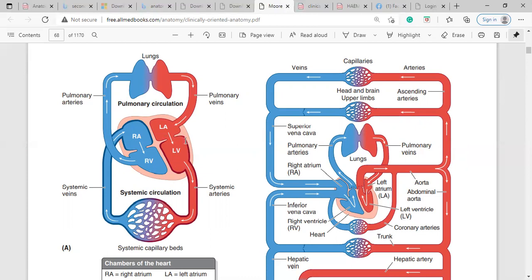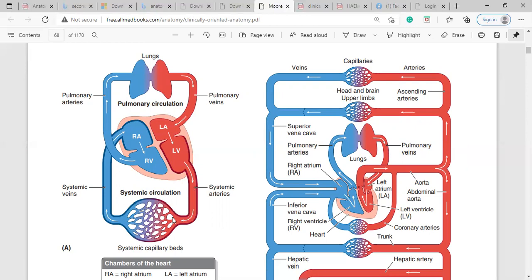This left ventricle will now pump this blood from the heart into what we call the systemic arteries, starting from the aorta, which is the largest artery. I'm going to show you later what the aorta is. So this blood will enter the systemic arteries. And from this systemic artery, the blood is carried to every organ of your body. Every organ of your body receives blood from these systemic arteries.